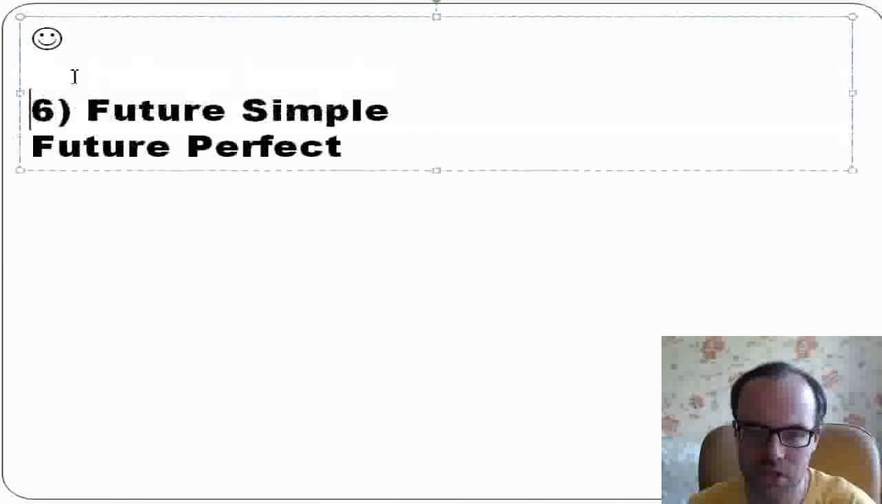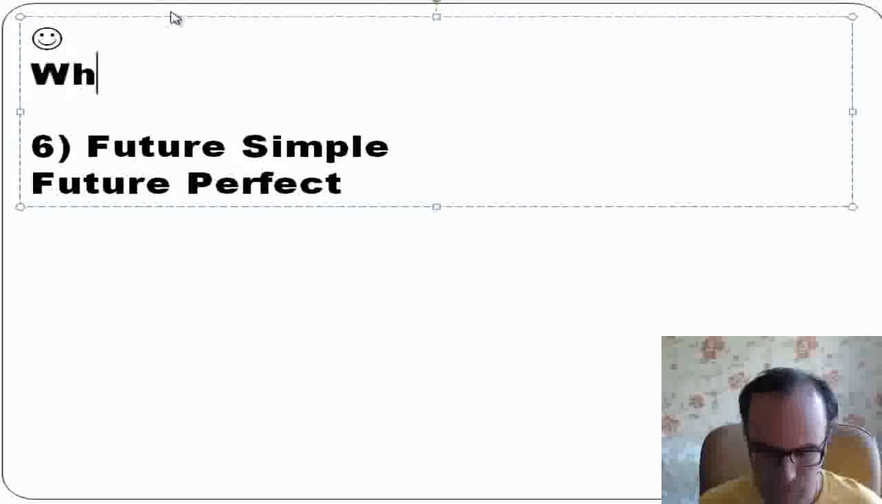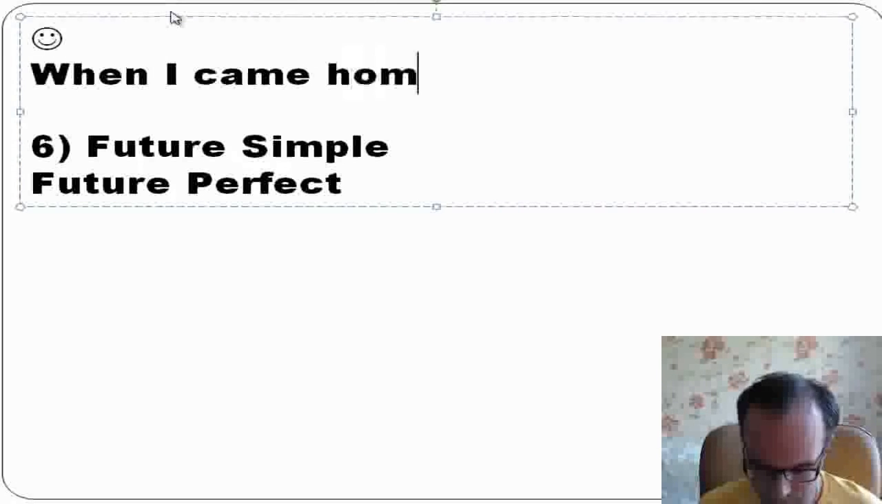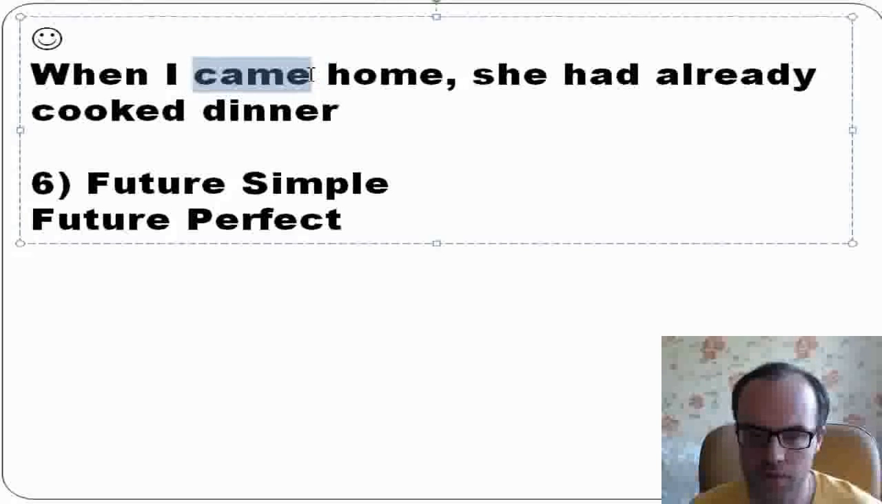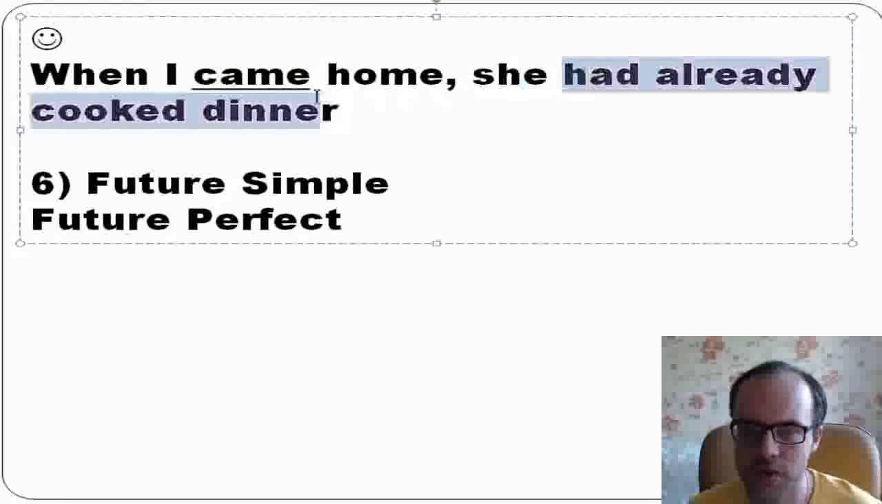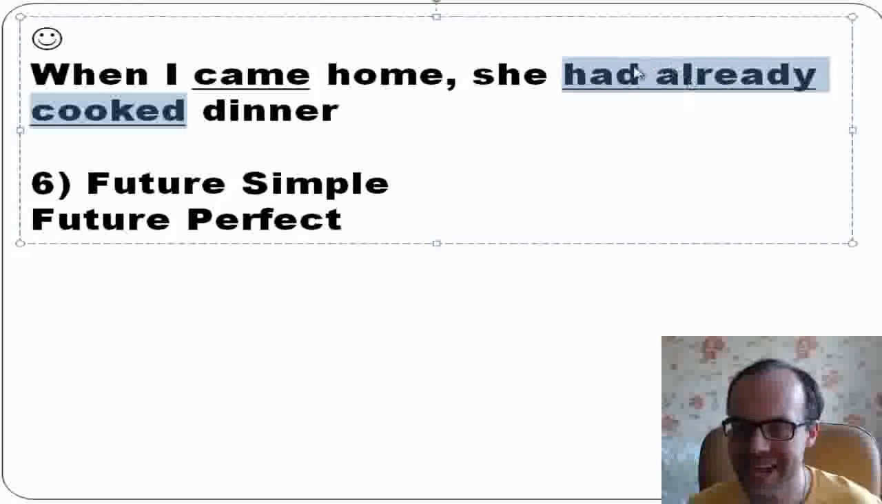Okay? Let me give you one more example. When I came home, she had already cooked dinner. So came home is one action, the first action, it's about the past. So you see, it's past simple. And you also see had already cooked. Did it happen before? Yeah, right. You are absolutely right, my friend. So it happened before. It's the second action in the sentence, but it happened earlier. So you need to use past perfect.